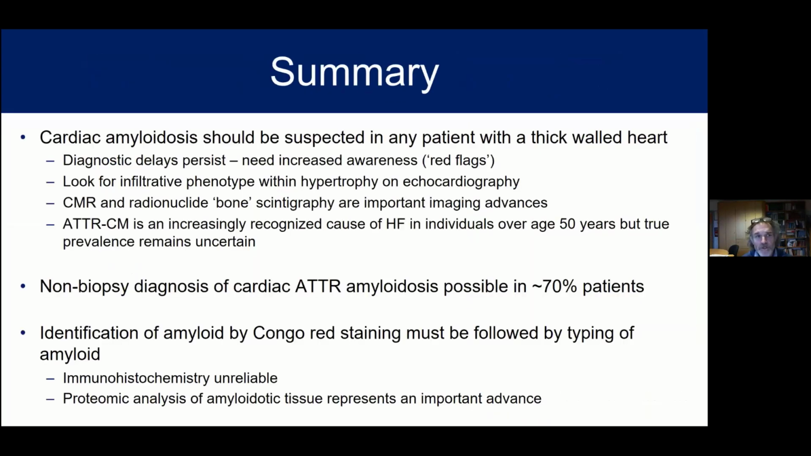So to summarize, cardiac amyloidosis should be suspected, I would say, in any patient with a thick-walled heart and heart failure. Diagnostic delays, as you saw, persist, and what we really need more than anything is increased awareness of the red flags, and for people to think this could be amyloid in any patient with multi-system disease, and in particular with thick-walled cardiac disease.